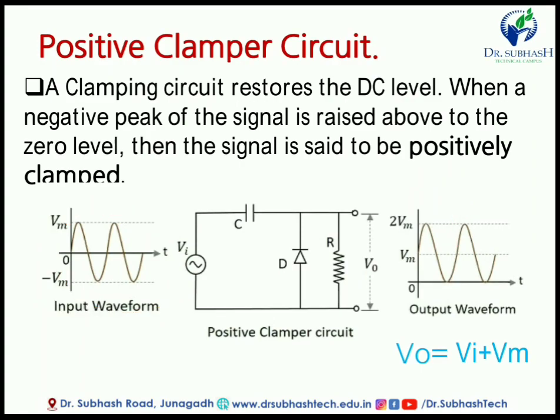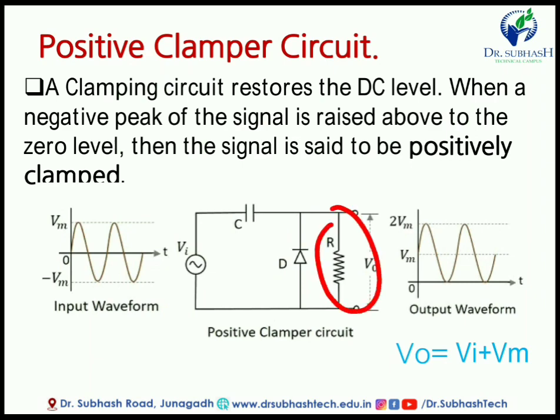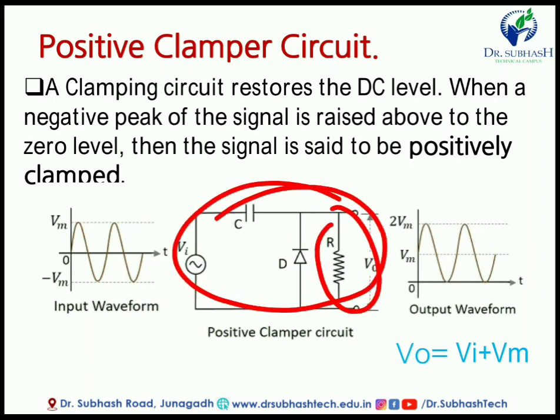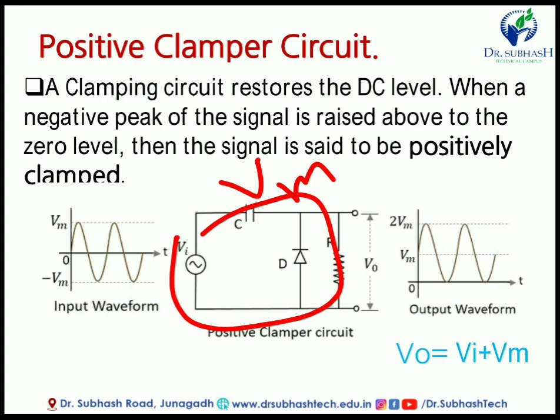Now in this circuit, this is the input supply, our AC signal, this is the capacitor, and this is the diode. The direction of the diode is like this, and this is the resistor. So the basic elements of this clamper circuit are the capacitor, diode, resistor and supply, and so we can shift our signal. Now what happens in this circuit? In the positive half cycle, this terminal is negative, so the diode is in reverse bias mode. There is no conduction of the diode. So in the positive half cycle the capacitor starts charging through this resistor, and the capacitor will charge up to Vm.